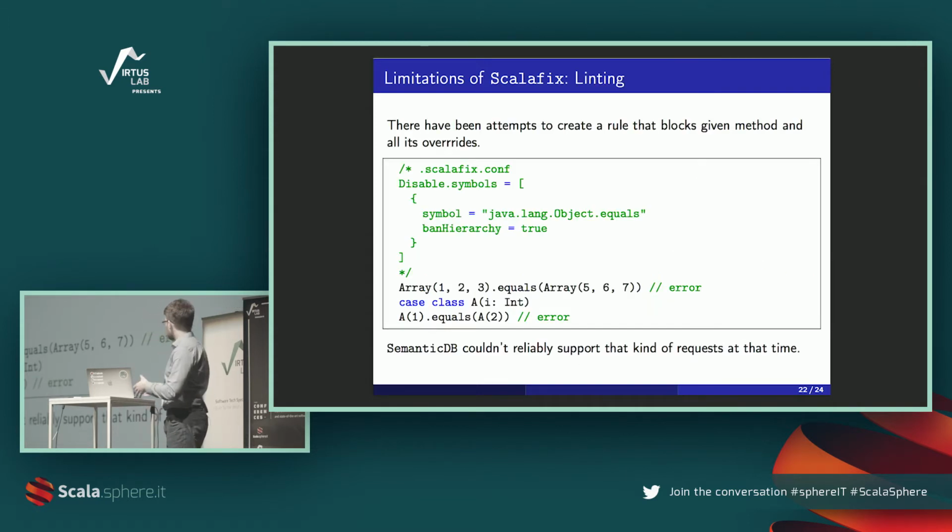Okay, and now there will be some examples from my experience when I ran into Scalafix limitations. The first example is about linting. There have been attempts to create a rule that blocks a given method and all its overrides. In my example, I would like to block the equals method, Object.equals, and all the overrides. So it should block equals on classes and should block equals on case classes. You know, case classes override the standard equals method.